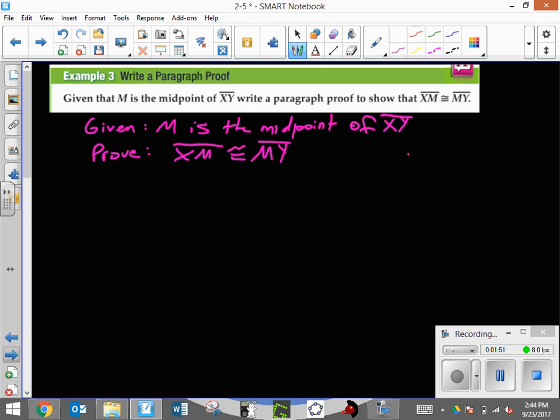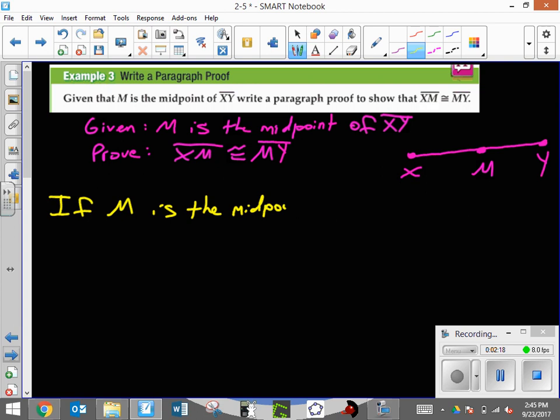And I would draw ourselves a picture on this as well. So here's going to be my picture, here's going to be M right in the middle, here's X, and here is Y. I'm trying to prove that XM is congruent to MY. So we're going to start with our given. And I'm going to say if M is the midpoint of XY, then we should know that XM is equal to MY.